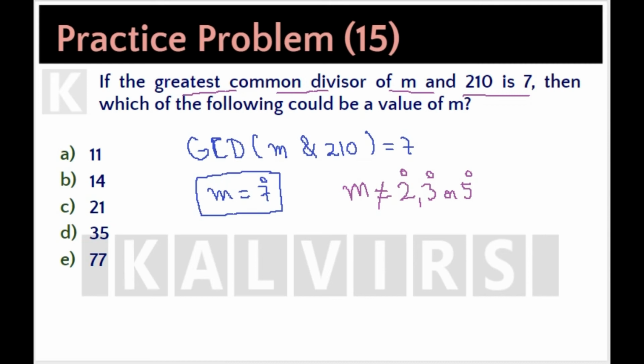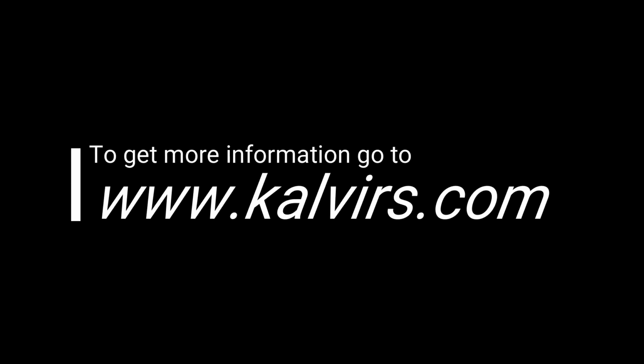Alternative A is discarded because 11 is not a multiple of 7. Alternative B is discarded because 14 is a multiple of 2. Alternative C is discarded because 21 is a multiple of 3. Alternative D is discarded because 35 is a multiple of 5. Finally, choice E is correct. 77 is a multiple of 7 and is not a multiple of 2, 3, or 5.